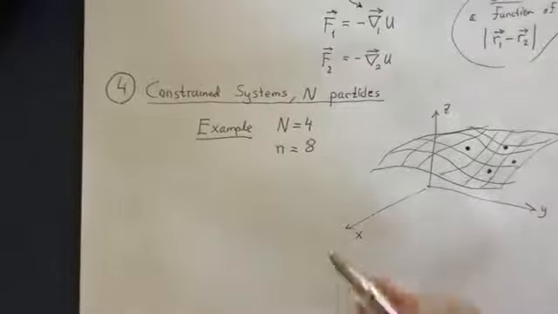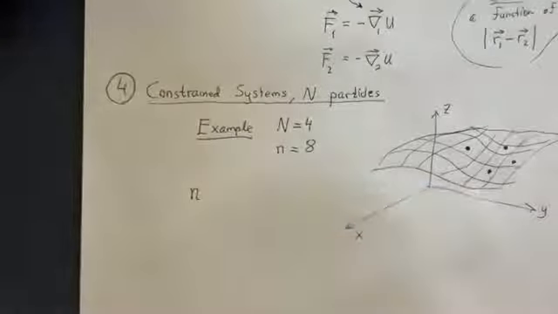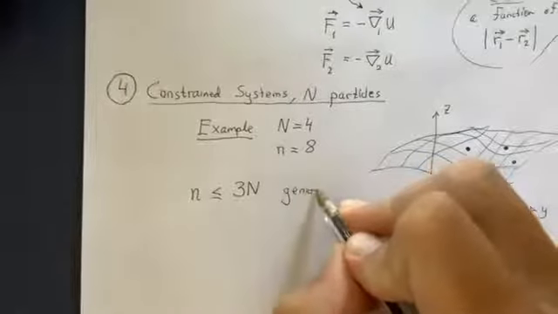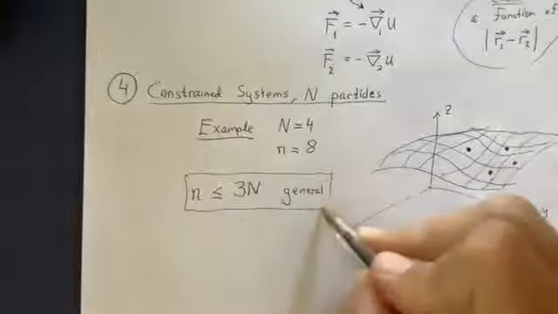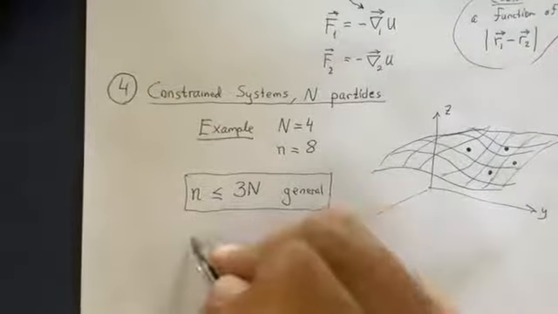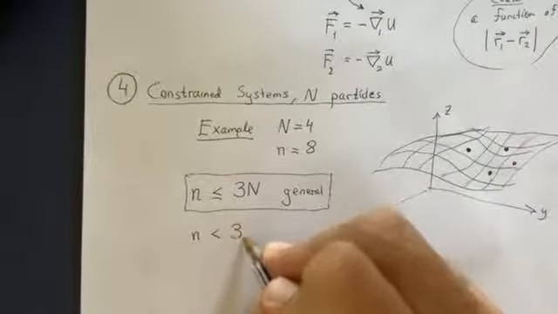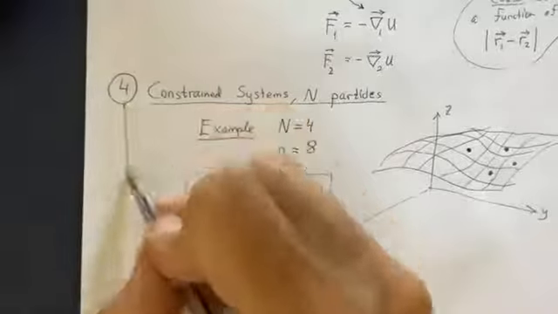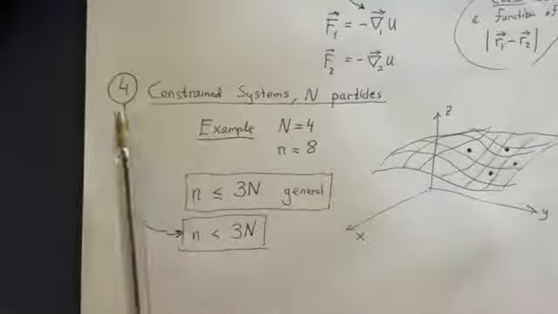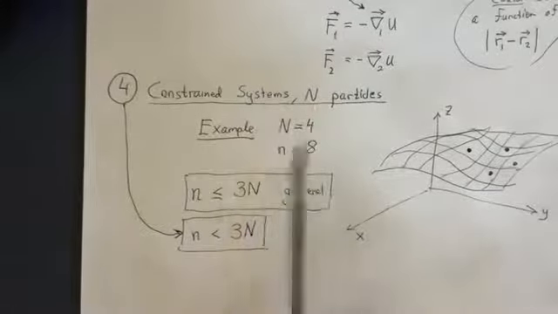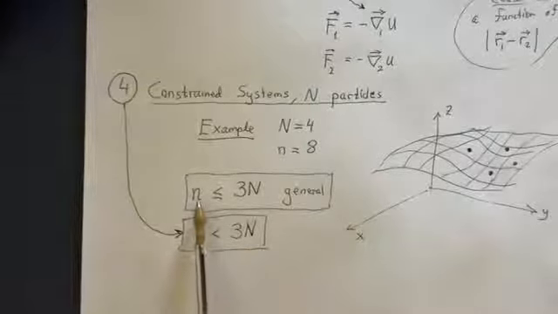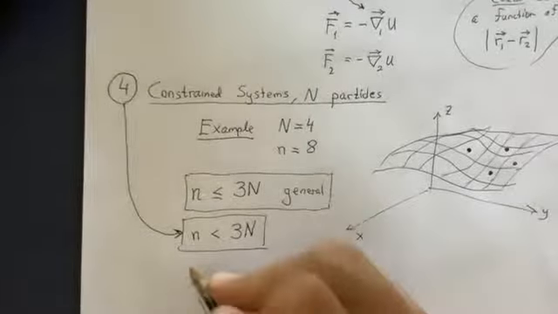So this is a nice example. And so you see, quite generally, we can say the number, remember little n, the number of generalized coordinates is less than or equal to 3N. This is in general. Okay. If you have constraints, then we can say with certainty that the number of degrees of freedom is strictly less. Okay, so this arrow makes it clear. For item number four, if you have a constrained system with N particles, we can say with certainty that the number of degrees of freedom is less than 3N. The number of degrees of freedom is equal to 3N if there's no constraint. So let's put that here.